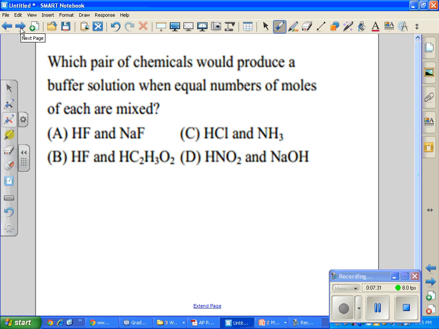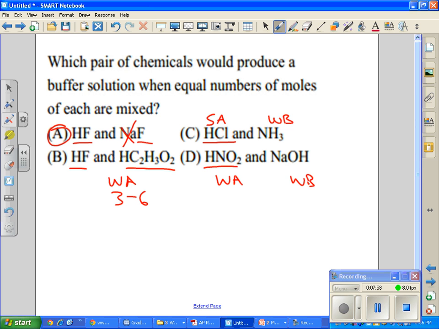Which two chemicals will produce a buffer solution right here? If we look, heartbreaker, HF, F minus, boom. This is going to be a strong acid and a weak base. That is not a buffer solution. HF and HC2H3O2, those are two weak acid solutions, so the pH is probably going to be between 3 and 6. This is another weak acid and a strong base. And that could possibly make a buffer solution if the molarities were half, but they don't give you molarities. That's why A is the correct answer.